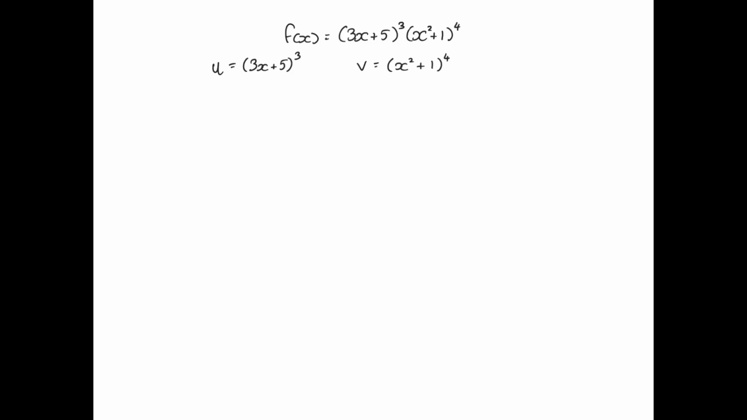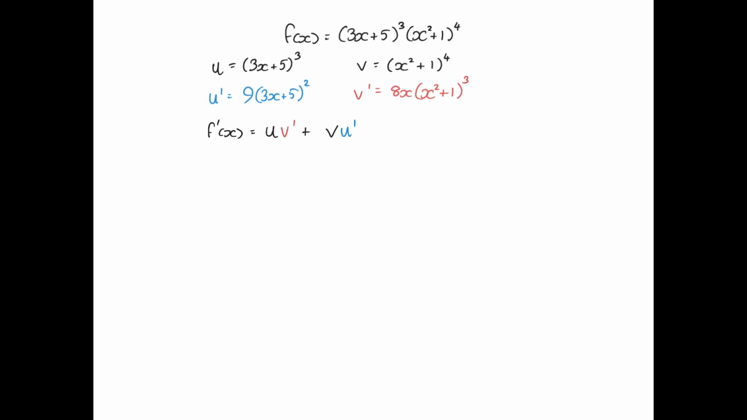Okay, example. We've got f of x equal to 3x plus 5 all cubed, multiplied by x squared plus 1 to the power of 4. If we split into our product of two terms, u is 3x plus 5 cubed and v is x squared plus 1 to the power of 4. Now we just need to differentiate both of them. So u dash will be 9 lots of 3x plus 5 all squared, and v dash will be 8x multiplied by x squared plus 1 cubed.